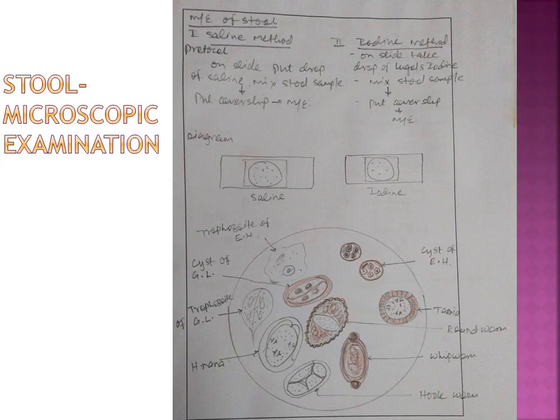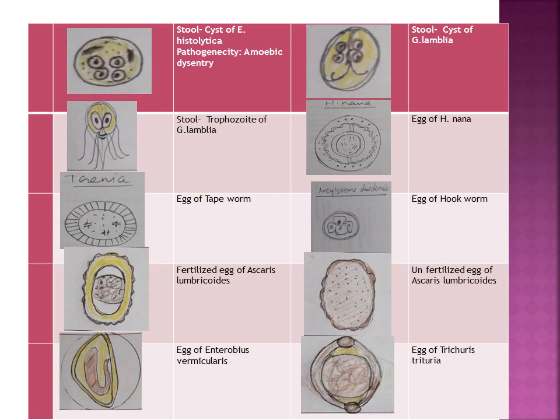So in stool microscopic examination, we can see different morphological forms of the parasites. So first is the cyst of Entamoeba histolytica. In that we can see 4 nuclei. Then cyst of Giardia lamblia. In that we can see 4 nuclei, but the cyst is usually oval. Then trophozoite of Giardia lamblia. In that we can see flagella.